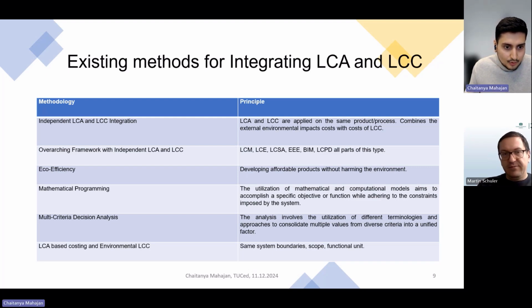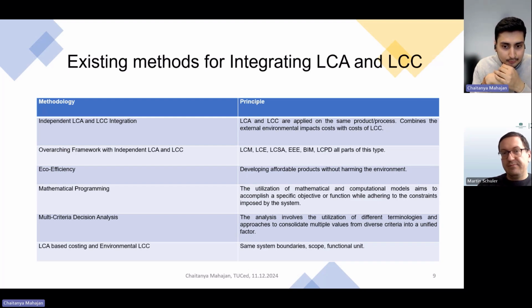Then we move on to eco-efficiency. Eco-efficiency is making sure that the product has as little environmental impact as possible with as little cost as possible. It has a very simple formula of dividing costs by environmental impacts, and you can calculate the eco-efficiency.